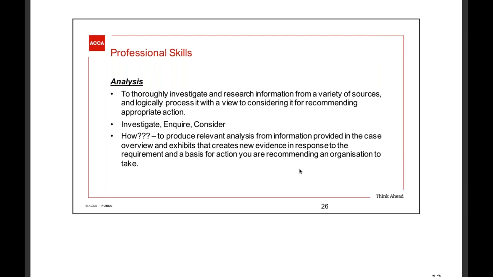You're supposed to be investigating, and you're supposed to be looking for every evidence. Why? Because at the end, you're supposed to be considering it for recommending an appropriate action. That's why you have the words here: consider recommending action. How are you going to do that? You're supposed to produce relevant analysis from the information provided in the case study, like I mentioned just now. Whatever evidence you have in the case study depends on the requirement of the question. Once you are able to find out which particular exhibits are relevant, sometimes one particular requirement may not only use one exhibit. Please bear in mind that not necessarily are you using only one exhibit.